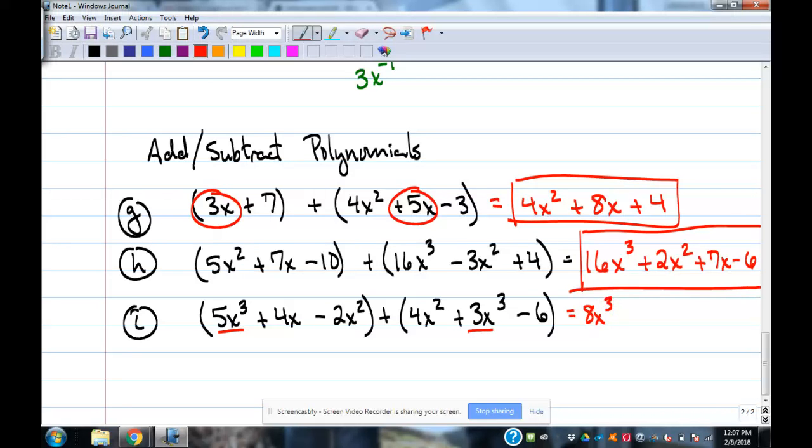And again, when you're adding and subtracting, the exponents are never going to change. Exponents never change when you're adding and subtracting. Just the coefficients, or the numbers in front. Okay. What's next? The x squareds. So we got negative 2x squared plus positive 4x squared, which is positive 2x squared. Good. Next, 4x. There's nothing else like it, so we put a plus 4x. And then a minus 6. We've added that together. All right. So addition, not very difficult, just looking for like terms.